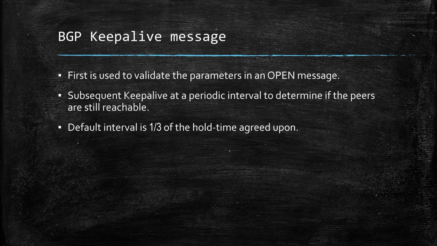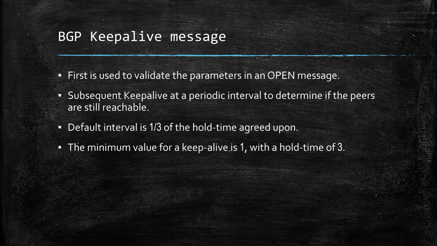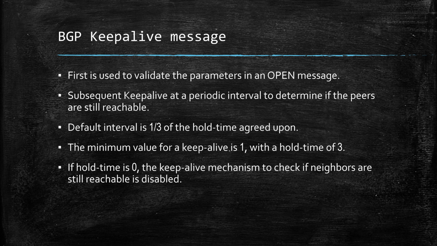We have seen in the open message that the routers communicate a hold time. The lowest value is used, and the periodic interval of keep alive messages is 1/3 of that hold time agreed on. The minimum value possible is 1 second, and for the hold time it is 3 seconds. The hold time could be set to 0, which disables the BGP keep alive mechanism.